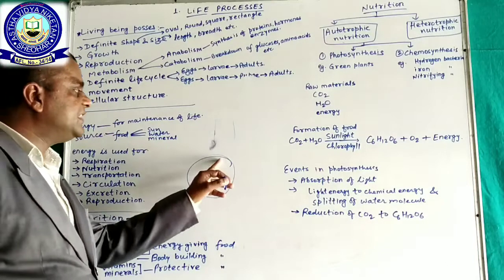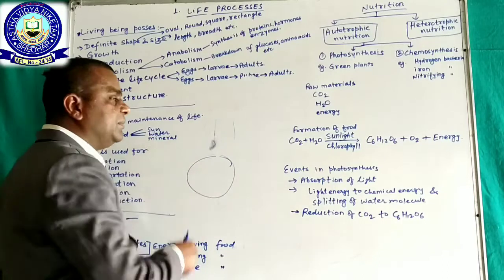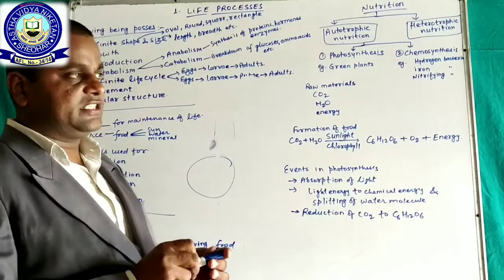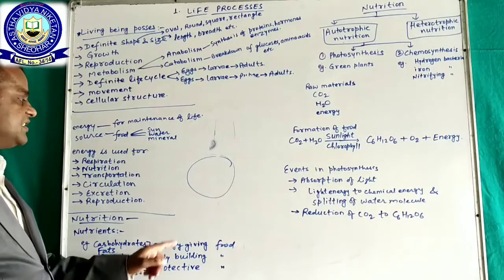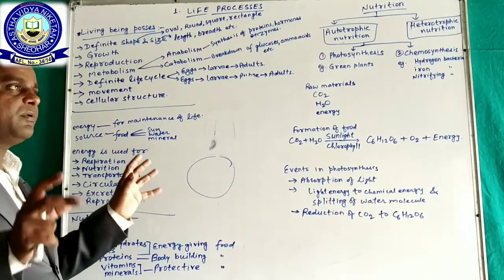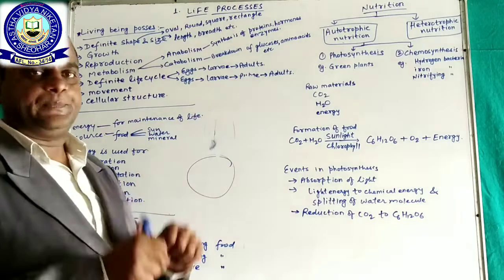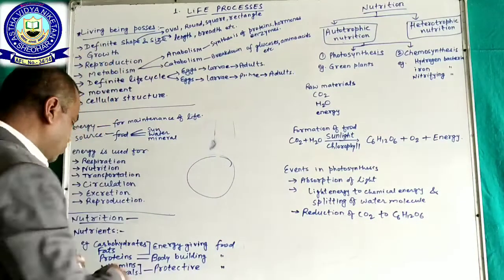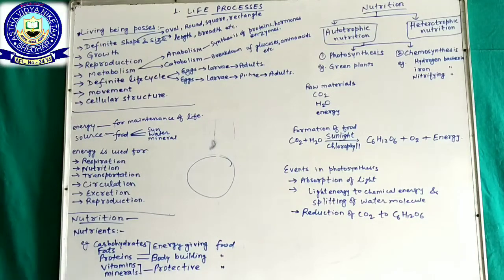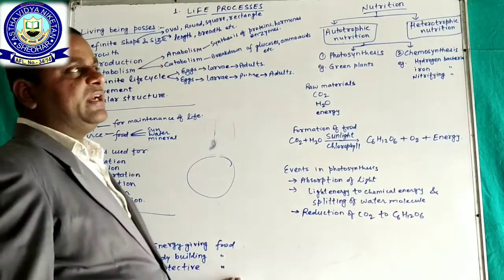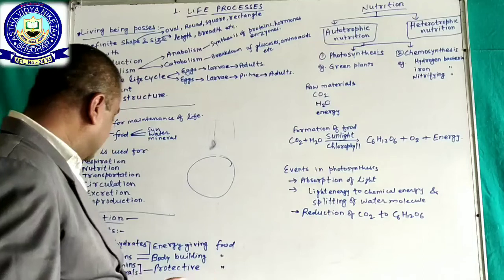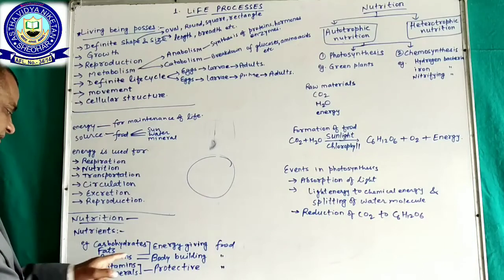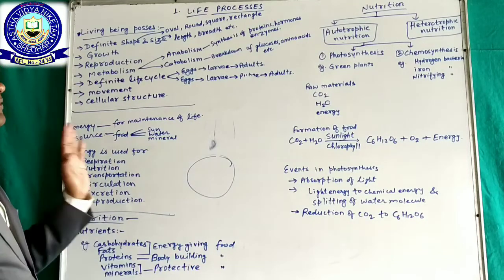Cell membrane requires protein and lipids for its synthesis. That's why protein is regarded as the building block of the body. Now vitamins and minerals are protective in nature. They protect from different kinds of diseases, so they are regarded as protective food.